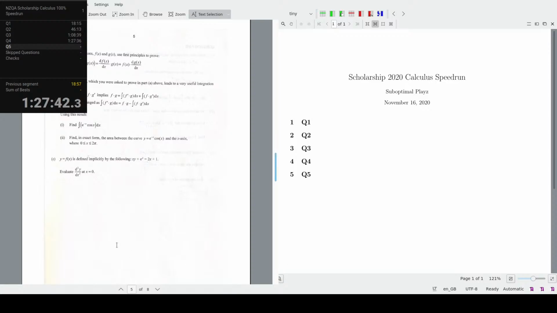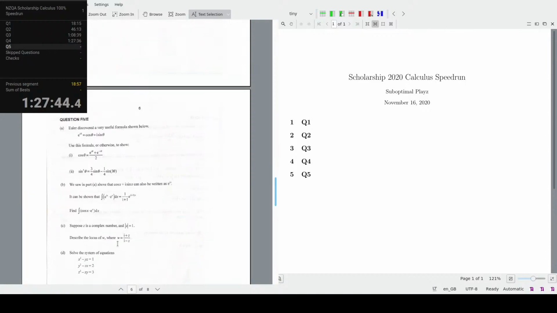Question 5. Euler discovered a very useful formula shown below. Okay, so that's just the normal, e to the i theta is equal to cis theta. Use the formula to show that.